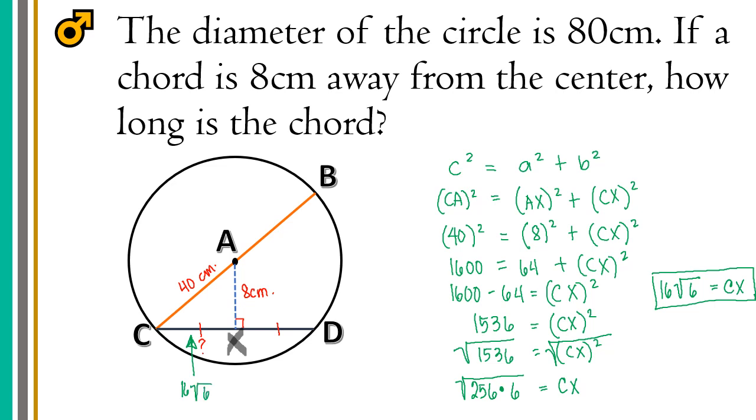But of course, since we are supposed to find the measure of the entire chord, our final answer would be, let's just double it. So 16 square root of 6 plus 16 square root of 6. So we would have 32 square root of 6. That means this would be our final answer, but I'm missing something. What? The unit of measurement. So centimeters. And we're done.